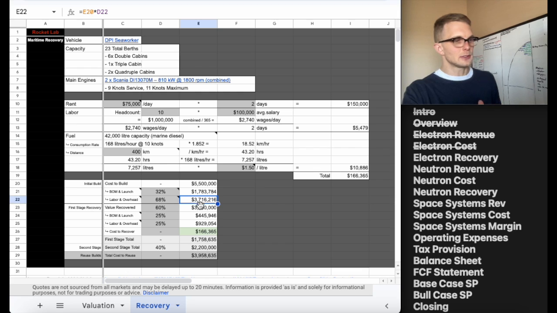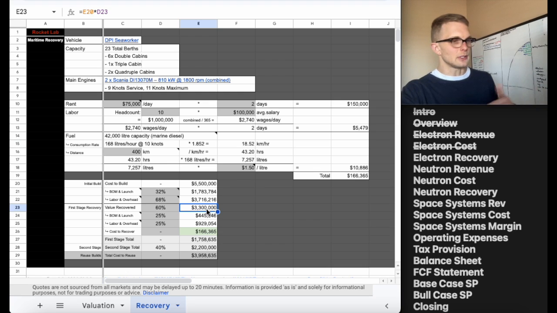And then next up, we're going to identify the percentage of the Electron that is recovered with each recovery. So we know from a recent interview with Colin Canfield that approximately 60% of the Electron's cost is recovered. So that's 60% of the 5.5 million that arrives us at 3.3 million.